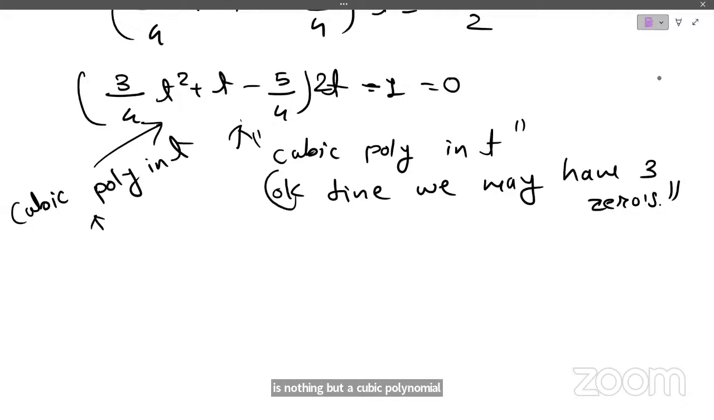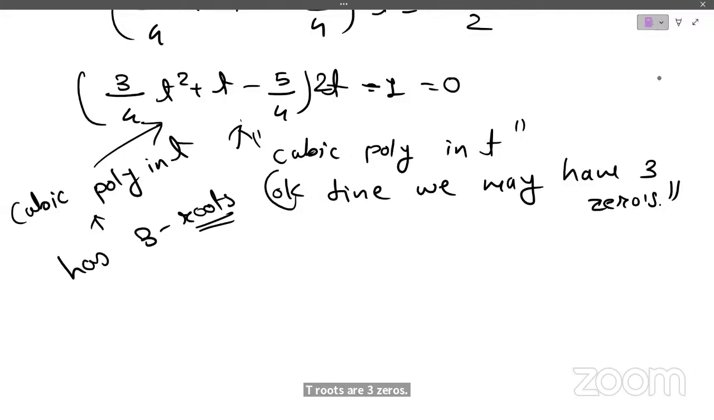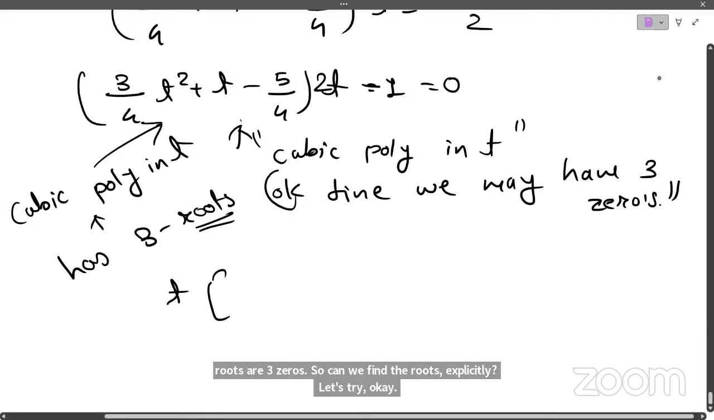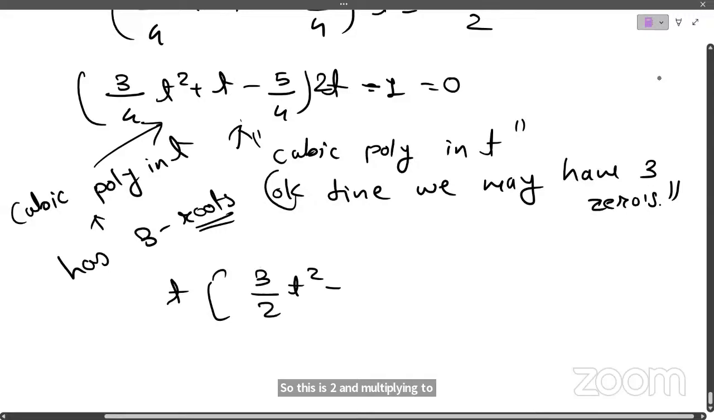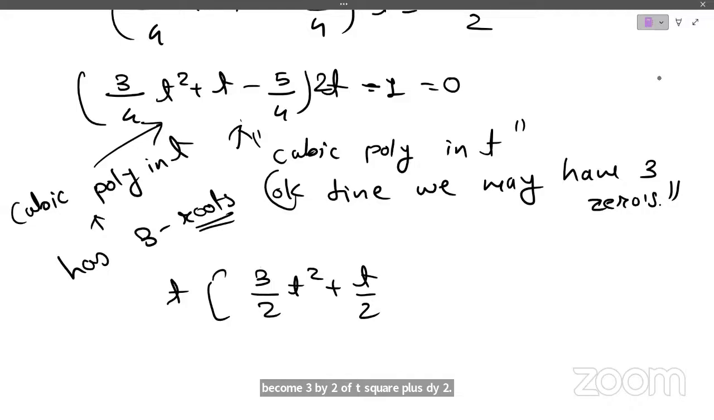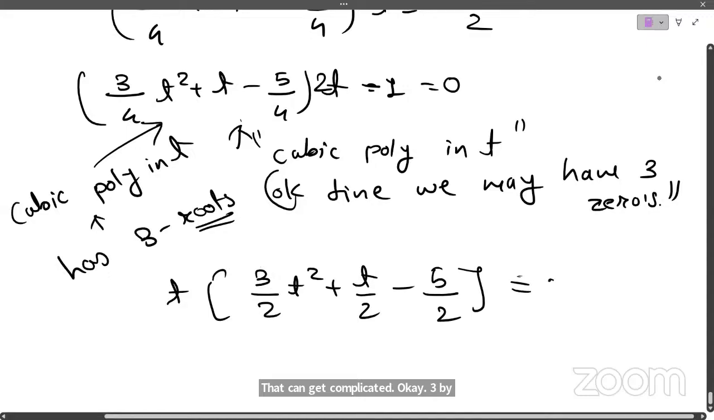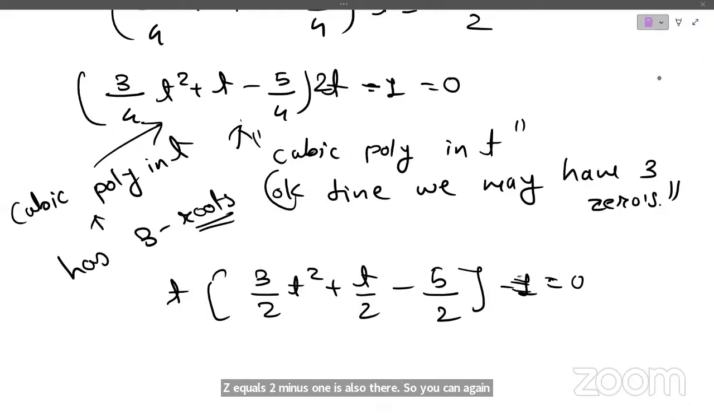And we know that a cubic polynomial in t has 3 roots, or 3 zeros. So can we find the roots explicitly? Let's try. I'm multiplying 2 inside, so this will become 3 by 2 t square plus t by 2. It again gets complicated. 3 by 2 t square plus t by 2 minus 5 by 2 is equal to minus 1 is also there. So we again have to solve using differentiation.